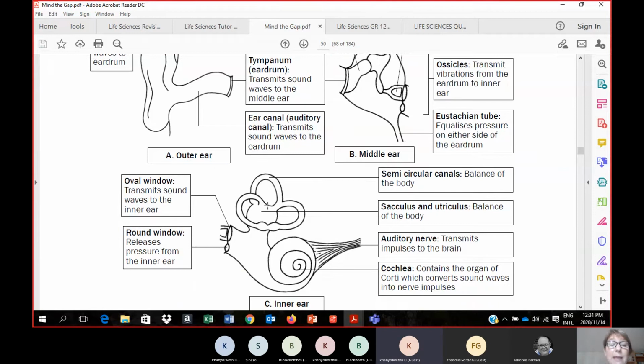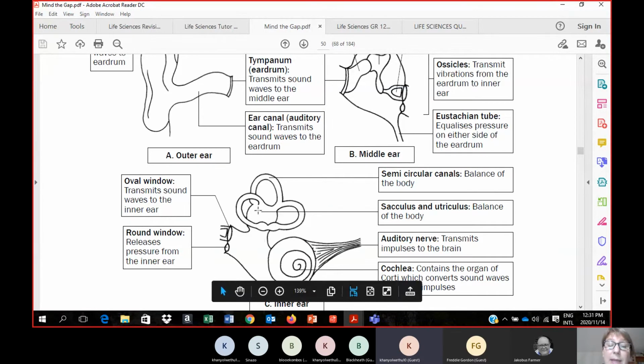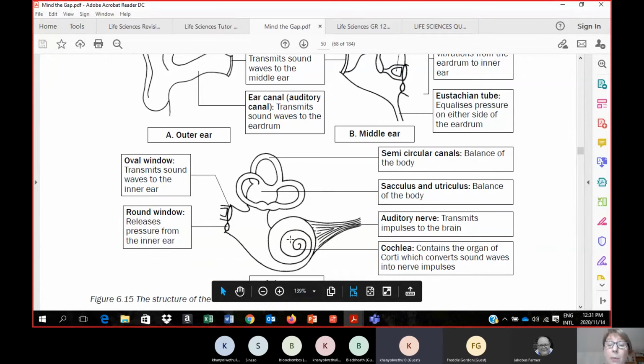Right, there are your semicircular canals, which are involved in balance. And yeah, you've got these difficult words to remember. So that's the sacculus and utriculus, right? They're also concerned with balance. Then you've got your auditory nerve, which we've spoken about, the cochlea, which is involved in hearing. And inside the cochlea, you've got something called the organ of Corti, right? You do need to know that word, which converts sound waves into nerve impulses. So these also have got, it's a type of receptor, okay?